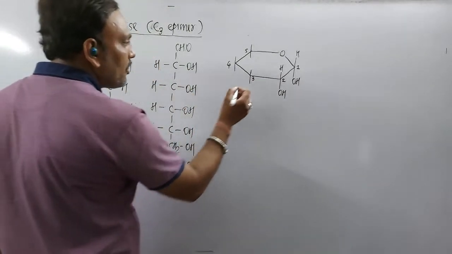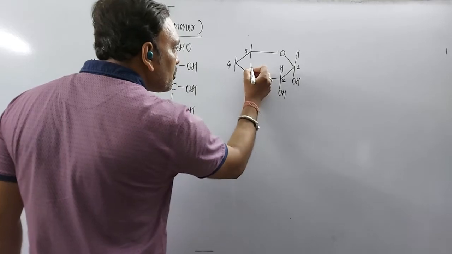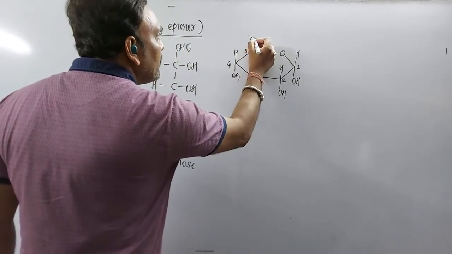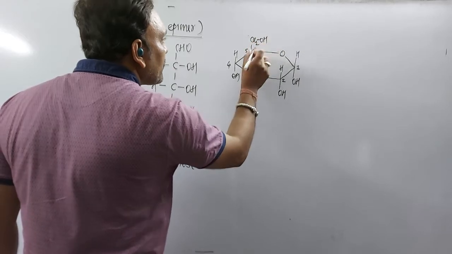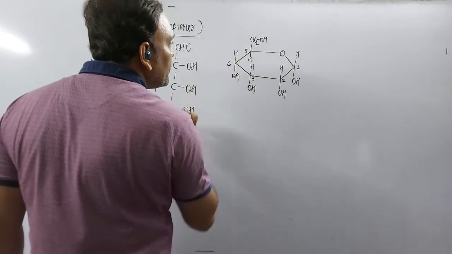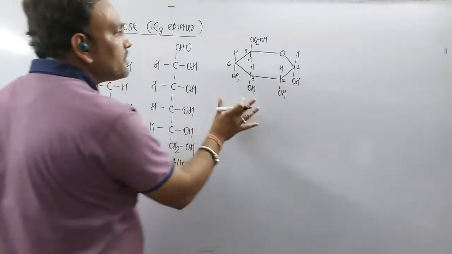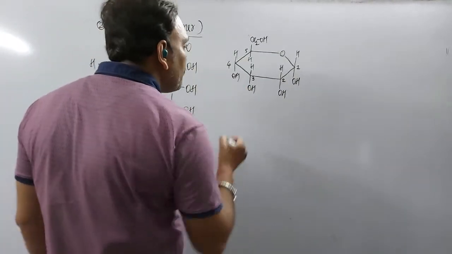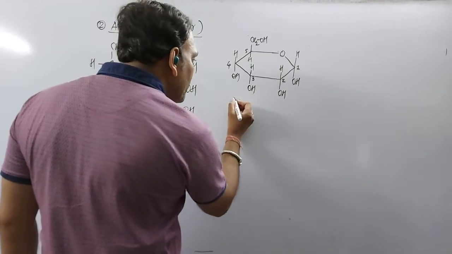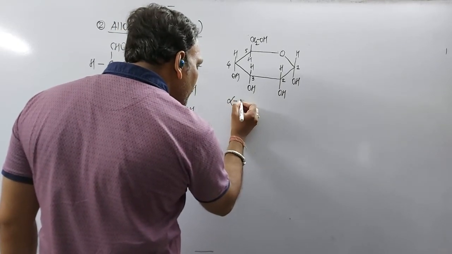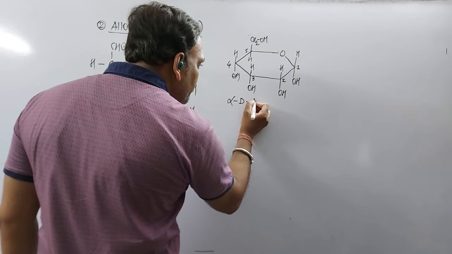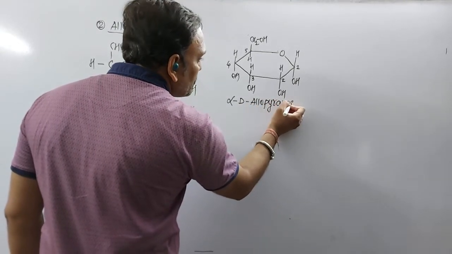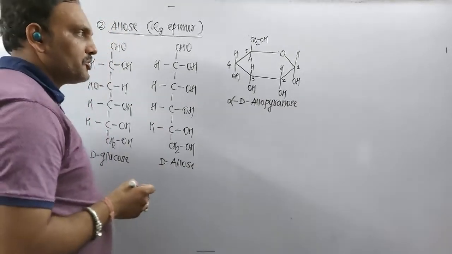So OH is on right hand side in case of allose. So we need to write in this manner. This is the fourth carbon, and CH2OH must be written on upper side as we are dealing with D series. So this is the structure, I mean cyclic structure of D allose, especially that of alpha anomer. So it is alpha D allopyranose as we are dealing with pyranose structure.